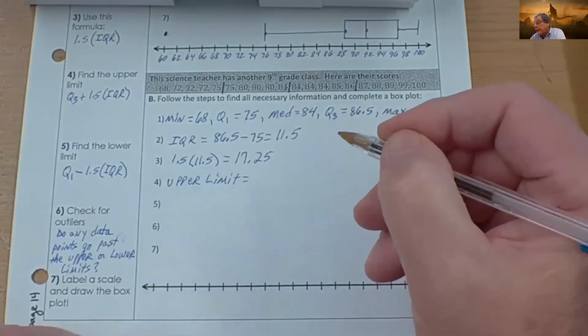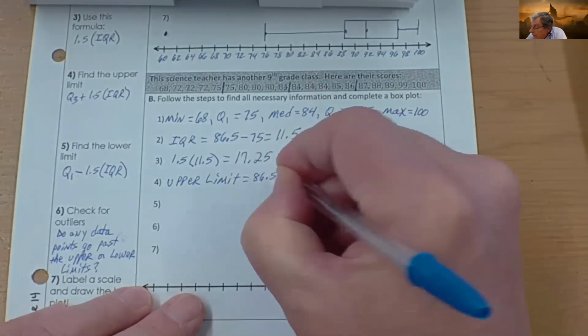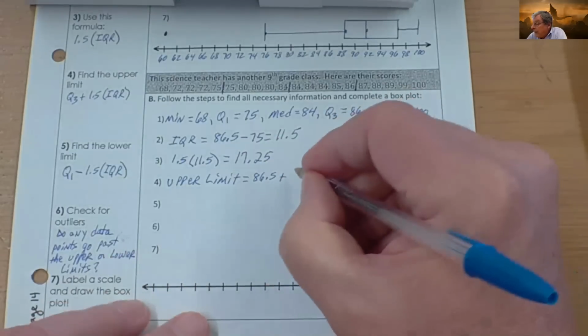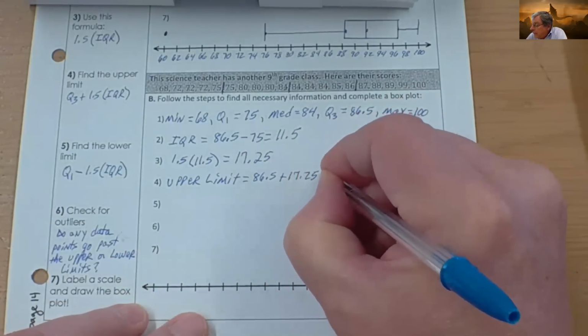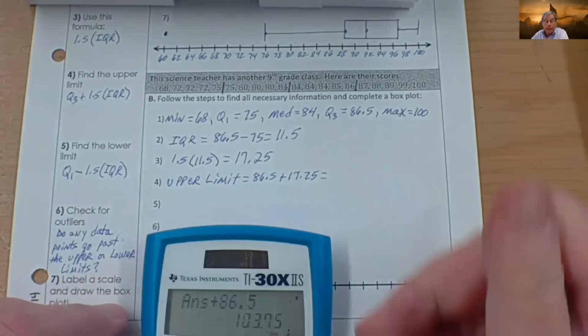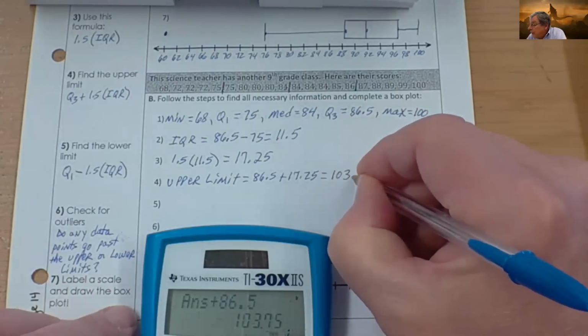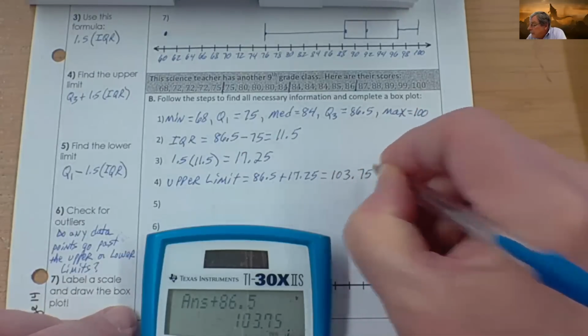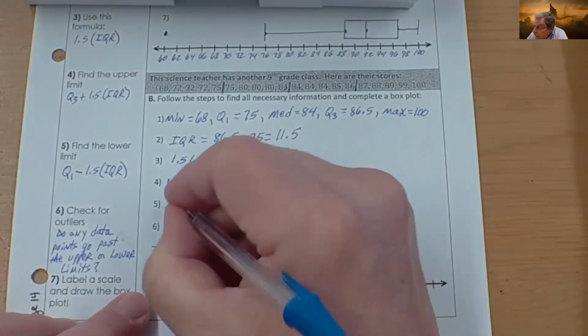Upper limit is Q3, 86 and a half, plus 1.5 IQRs, so plus 17.25. So we get an upper limit of 103.75. Then step 5, find the lower limit.